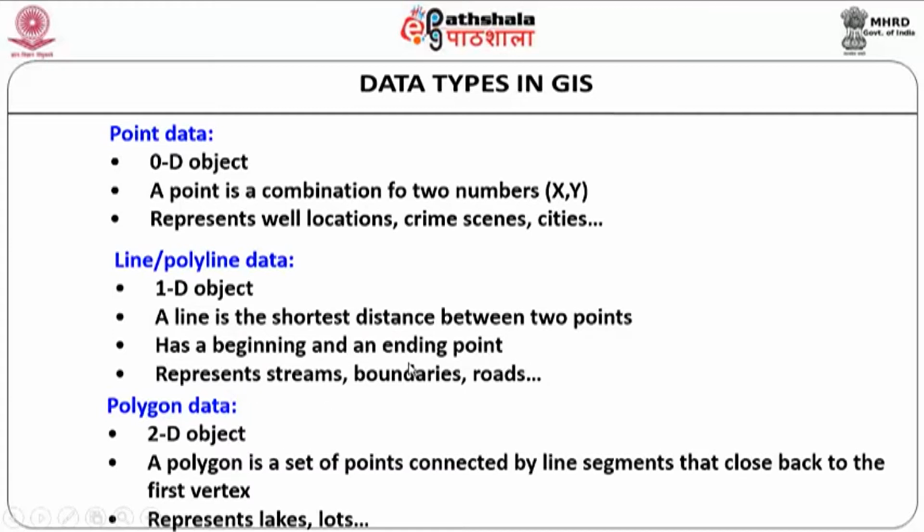We have a beginning point and an ending point for a line, and invariably this represents streams, boundaries, and roads, or any kind of feature which are linear in nature. Of course, the most important input is your polygon data. It's two-dimensional data which has got both length as well as area. And what is that again?